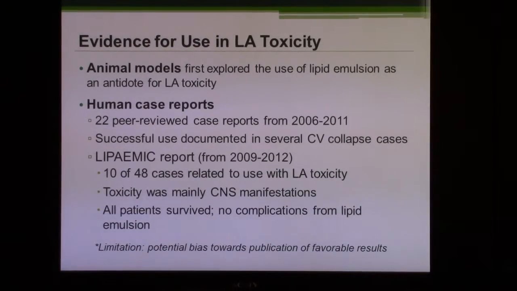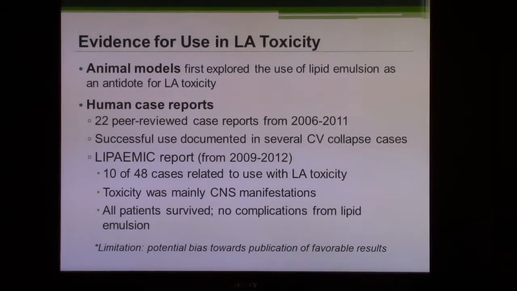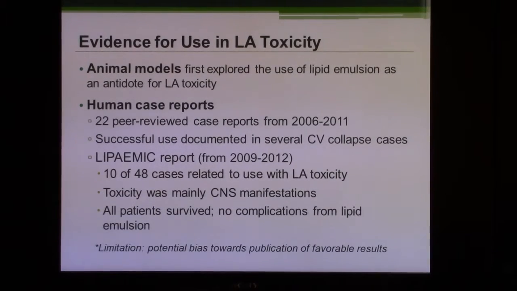So here is some of the evidence for the use of lipid emulsion in local anesthetic toxicity. It was first explored in animal models, specifically in rats with bupivacaine. Related to human case reports, there have been 22 peer-reviewed case reports from 2006 to 2011. They demonstrate the successful use and documentation of lipid emulsion in several cardiovascular collapse cases.